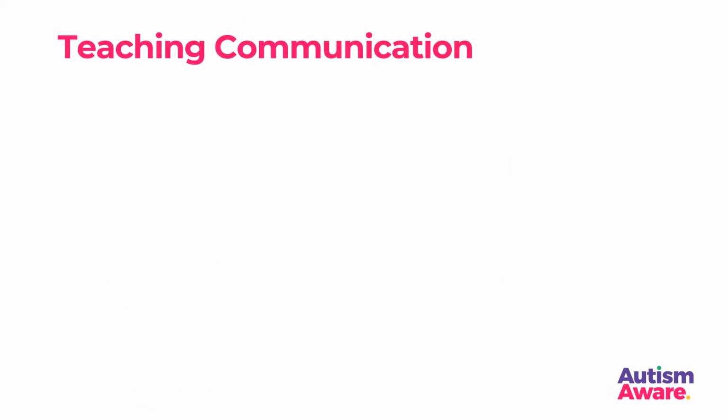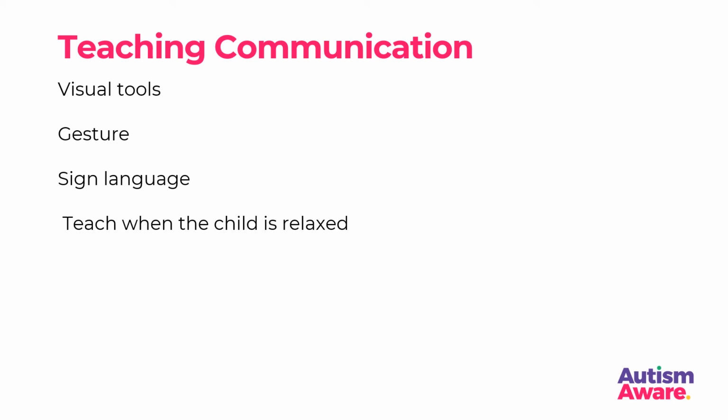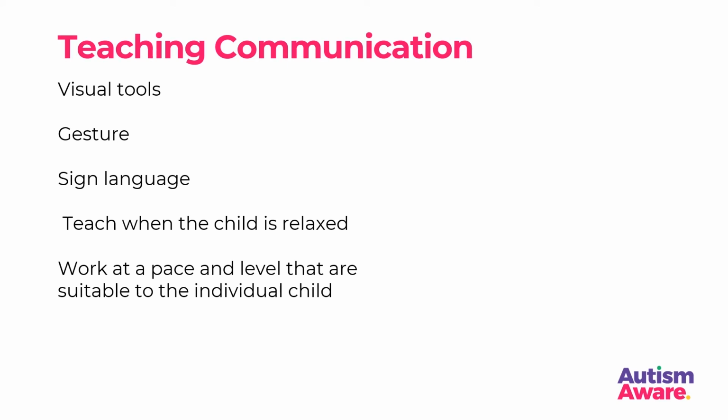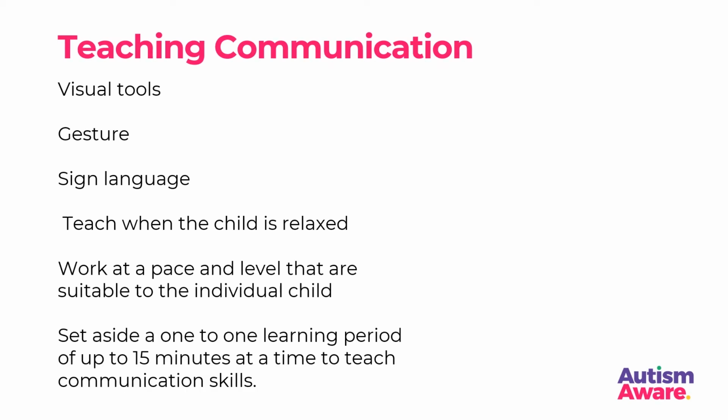Teaching communication. Children like John can be taught to use visual tools, such as basic laminated symbols or symbols on a visual support app to communicate their needs. They can also be taught to gesture or to use sign language. Teach when the child is relaxed. All children learn at different paces, so it is important to teach communication skills at a pace and level that are suitable to the individual child. Set aside a one-to-one learning period of up to 15 minutes at a time to teach communication skills. Initially, a child may need to be physically prompted, but in time, the prompting can be faded out as they become more independent.